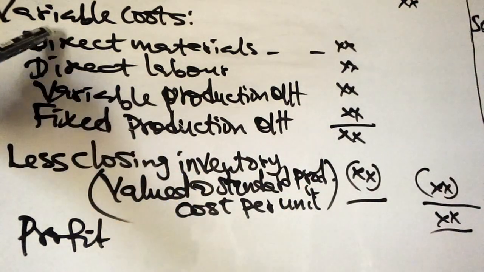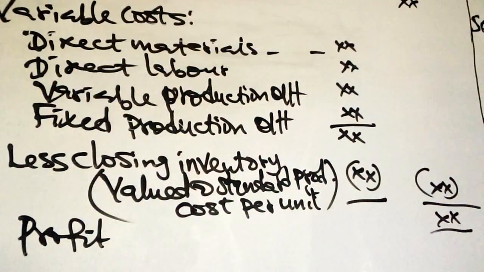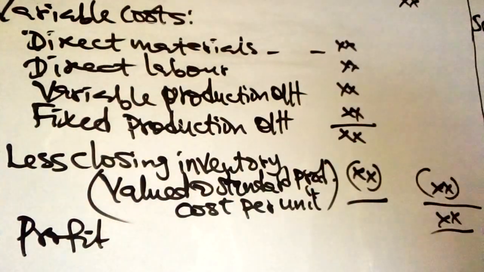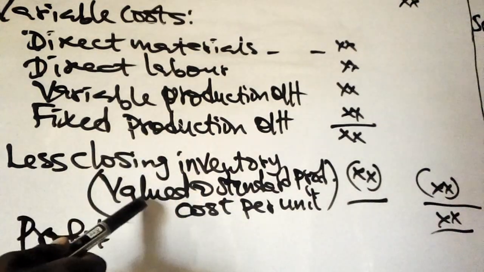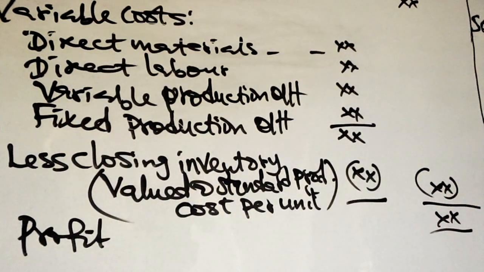So you may equally have your opening inventory if given. So you are going to have your opening inventory here if it is given. It will be valued the same way your closing inventory is valued. So that is operating statement or income statement. Now back to the business of today.